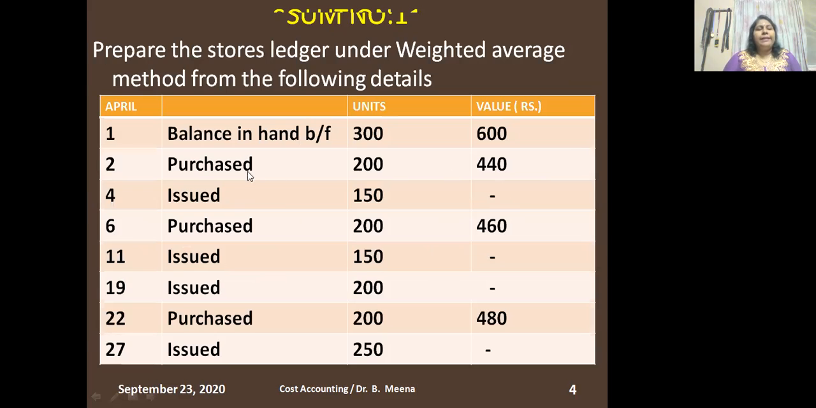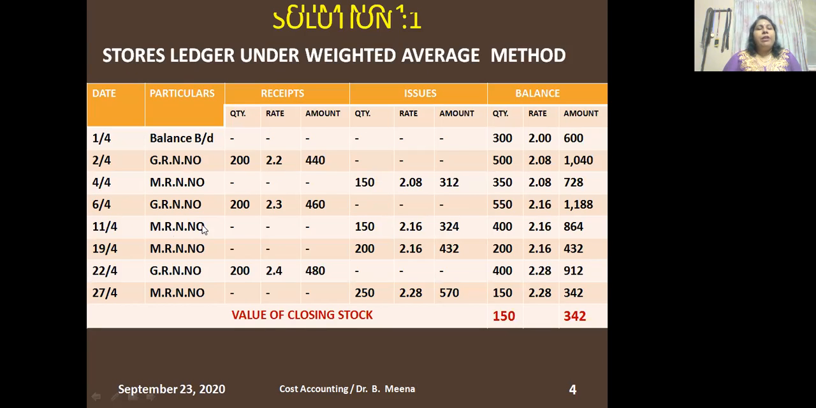Then I'll move on to the next date. 4th April, issued 150 units, I'm going to issue. Since it's a weighted average method, look at that. On 4th April, the memorandum number is the MRN, used whenever I'm going to issue materials to the production unit as a storekeeper. What is the expansion? Material requisition note number. I put nil in the receipts column because I'm going to issue only as a storekeeper. So how many units am I going to issue as per the problem? 150.